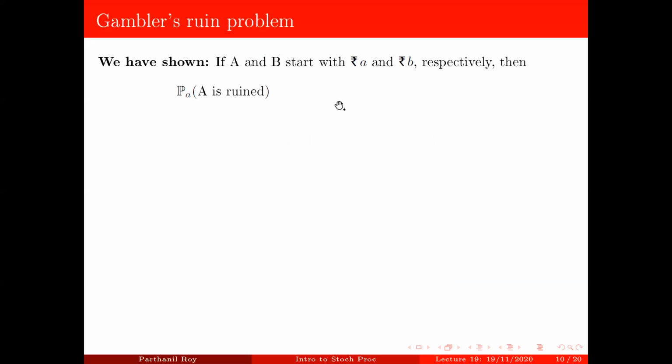So therefore, we have shown that if A and B start with rupees A and rupees B respectively, then the probability that A is ruined, which is also equal to the probability B wins the game, starting from A, because the Markov chain starts at A, since A starts with rupees A, so that's why we are writing P_A, happens to be equal to B over A plus B.